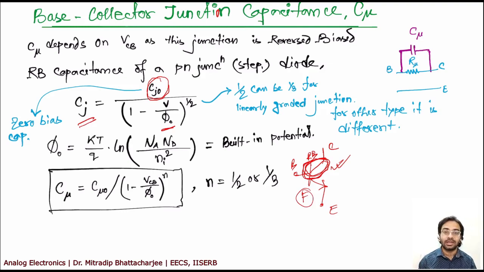Now generally, as I have said, when a diode is even at zero bias, you will find the diode is reverse biased. You need 0.7 volt for the diode to be forward biased. So zero bias capacitance is Cj0, V is the voltage applied, and phi 0 is the built-in potential, which can be written as kT by q ln(NA ND divided by ni squared). This equation you will get from device physics.